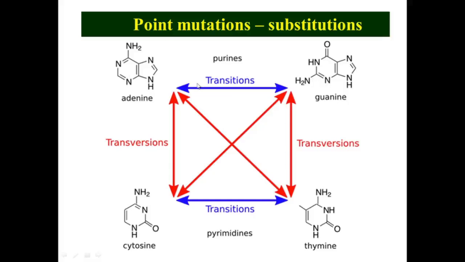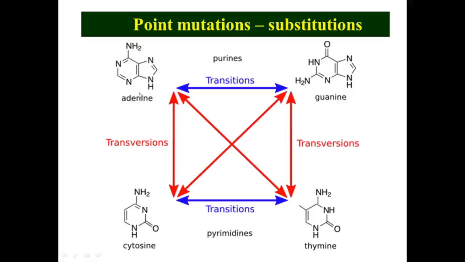Here the nitrogenous bases adenine and guanine are the purines, and cytosine and thymine are called the pyrimidines. If adenine is replaced or substituted with guanine, then this is called a transition. If cytosine is replaced by thymine, means purine is replaced by purine, or pyrimidine is replaced by pyrimidine, that is called a transition. Adenine replaced by guanine or vice versa, purine replaced by purine, is a transition, and cytosine replaced by thymine or thymine replaced by cytosine, the substitution of pyrimidines only, is also called a transition.